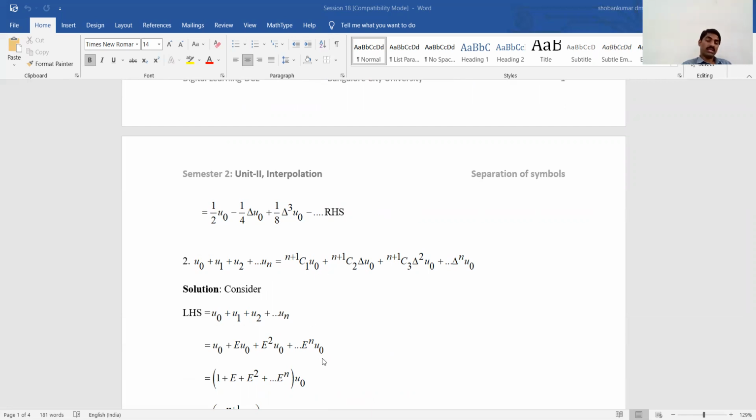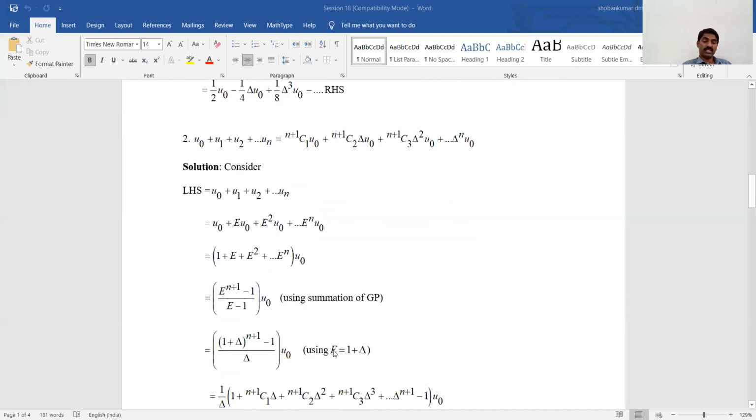And another example, prove that u naught plus u1 plus u2 plus and so on un is equal to n plus 1 C1 u naught plus n plus 1 C2 delta u naught plus n plus 1 C3 delta square u naught plus and so on delta n u naught.